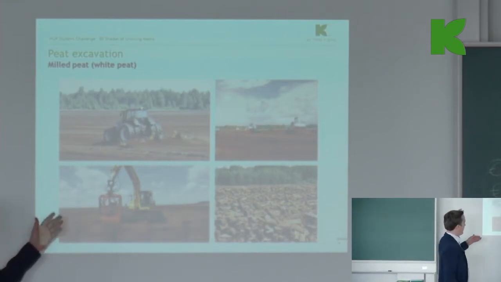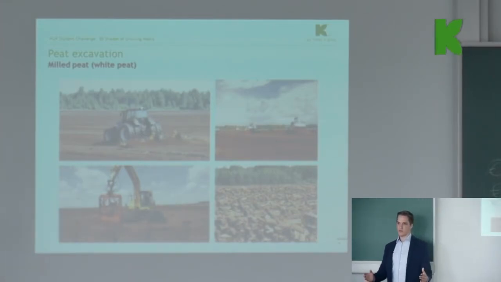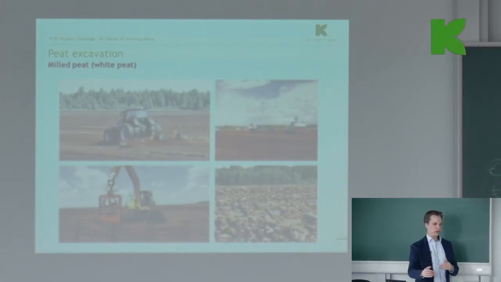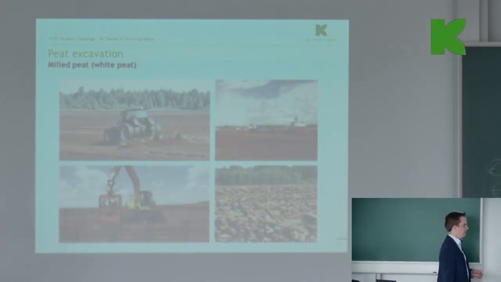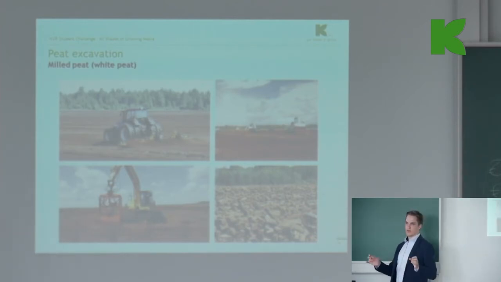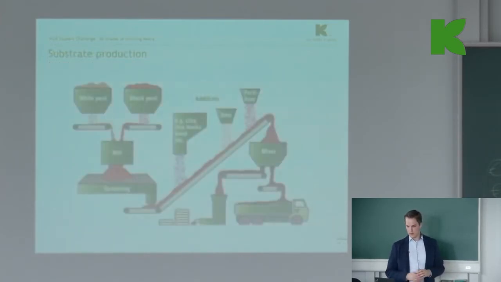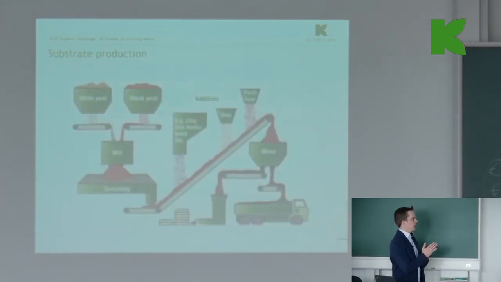Another way would be sod production. There we cut big blocks out of the peat bog, and we cut them into smaller blocks, which we then store in the peat bog to dry, and then we further process this into different fractions. So that would be sod peat. I'm not going too much into detail because that would take too much time. But what we do in the production in the factory is very simple.